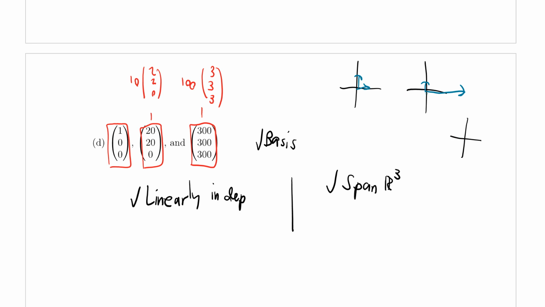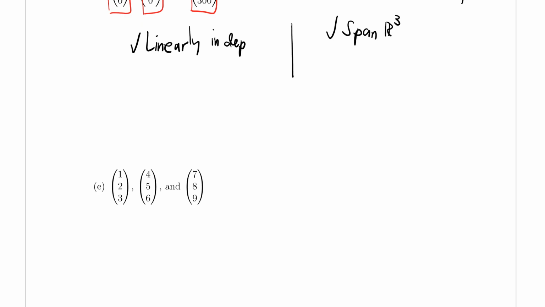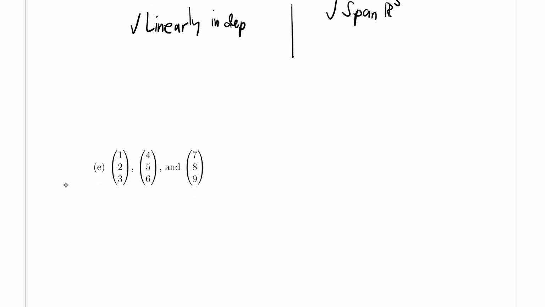So let's say I scale this horizontal guy with a negative constant, so I'm going to get this vector. So no matter how I scale a basis of a vector space, they will still form a basis for the vector space. So that's the way we can answer this question without doing any of the computation. Okay, so let's now take a look at this next one.